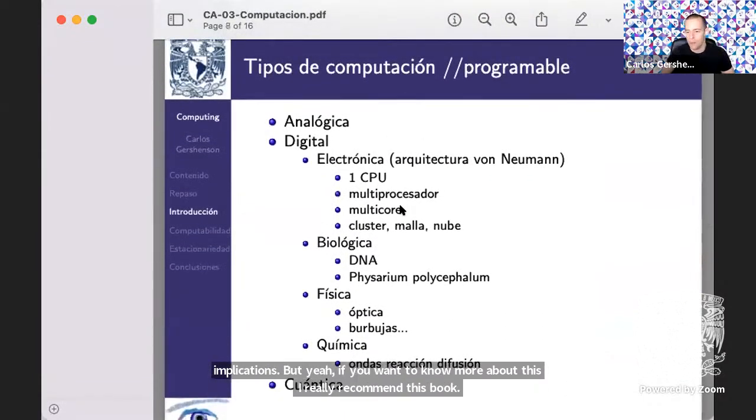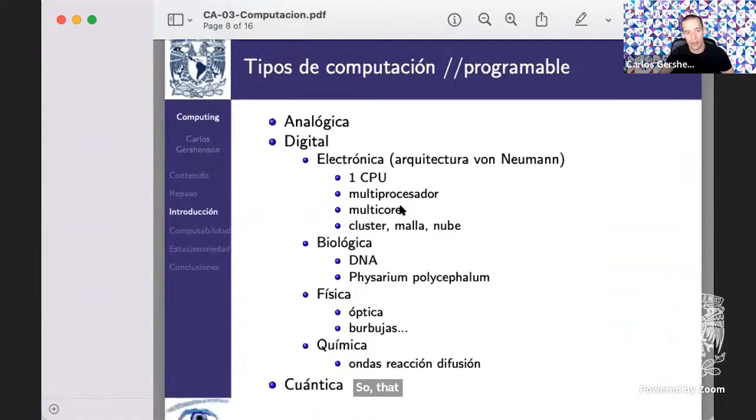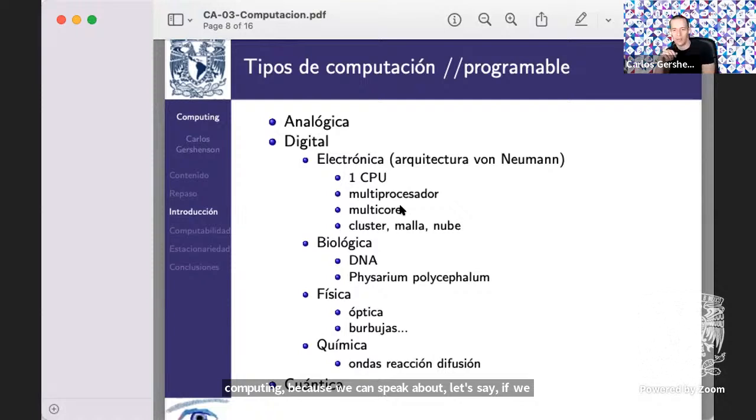So there are many differences of programmable computing, because we can speak about, let's say, if we see just computing as information transformation, then we could say that the Earth moving around the sun is computing, let's say, the calendar or time or whatever. But of course, we can't program that. So let's speak only about programmable computing, let's say information transformation, but that we can affect.